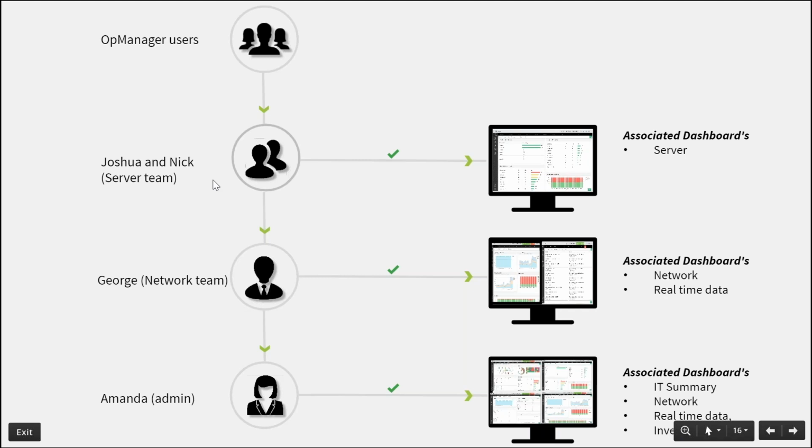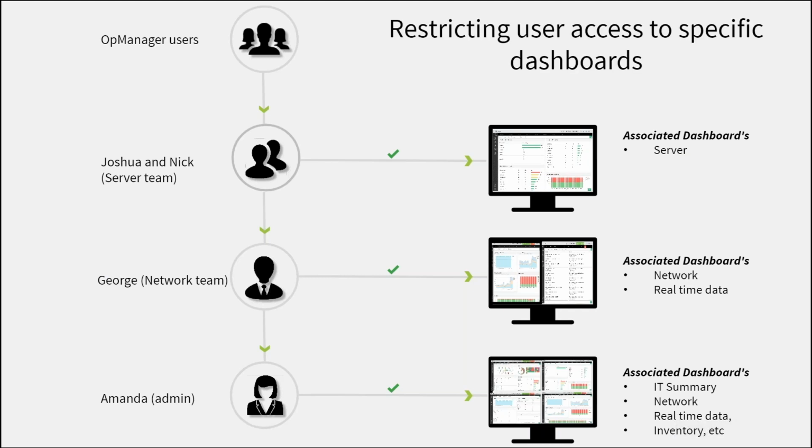So what we do is that we can associate which user or which administrator is going to get the access. Operators here, so all of them, Joshua, Nick, George, and Amanda, all of them are users, operators. So we can dedicate and give them access depending upon what team or what department they come from. They're from the server team, so I'll just give them the server traffic there. And we have George from the network team, so I'll just give George the network and real-time data. And Amanda, we can give all of them because she's going to be from the admin team. So that's how you can restrict the users' access to specific dashboards, which I already did.